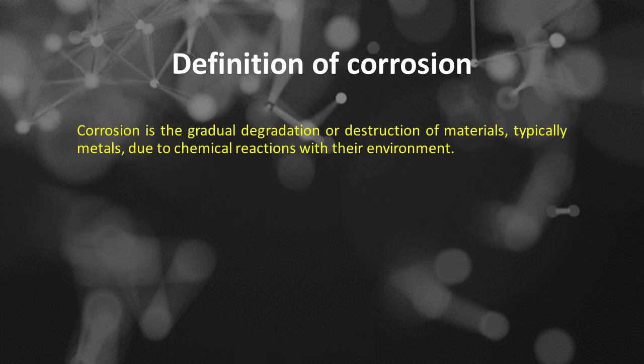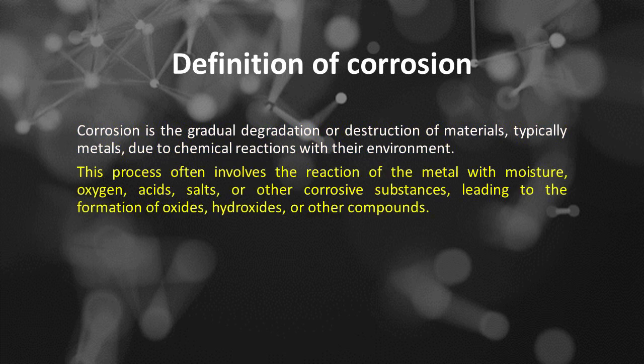Definition of corrosion. Corrosion is the gradual degradation or destruction of materials, typically metals, due to chemical reactions with their environment. This process often involves the reaction of the metal with moisture, oxygen, acids, salts, or other corrosive substances, leading to the formation of oxides, hydroxides, or other compounds.